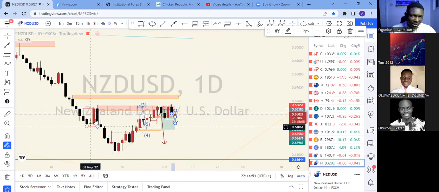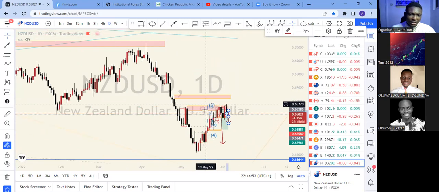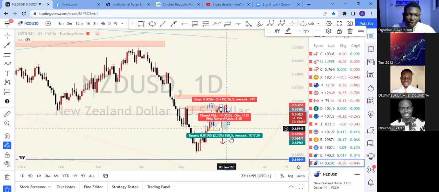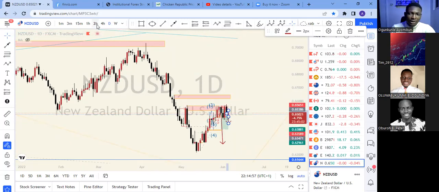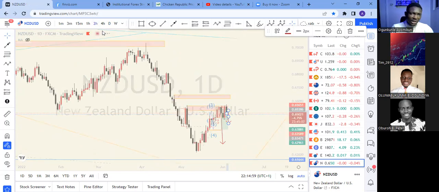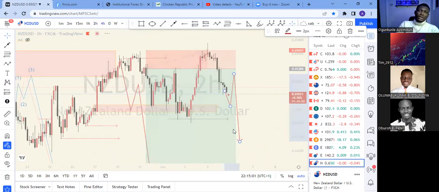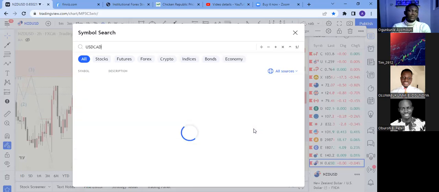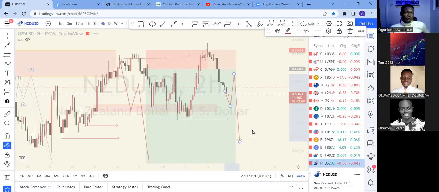As you can see, we're having some interesting overall bearish momentum. All right, so I think that bias still stands. For NZD USD, it's still a bearish bias. All right, the same thing USD CAD. I think we should be looking for buy opportunities.